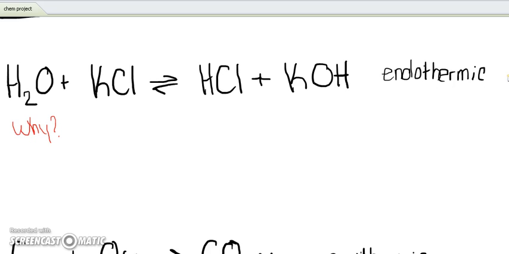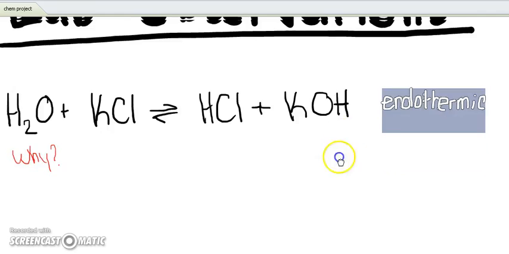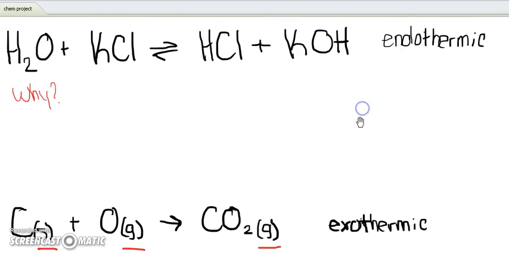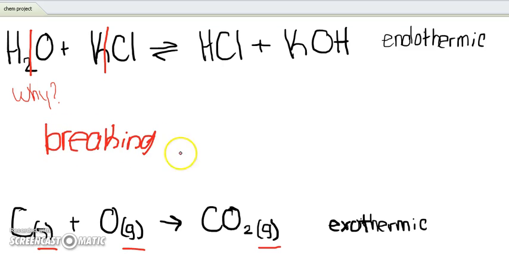Let's start with lab observations. Okay, so in this lab, we have H2O plus KCl yields HCl plus KOH. Now, this is going to be an endothermic reaction because we're breaking apart the H2O and we're breaking apart the KCl and then forming new bonds. So, breaking bonds is going to be endothermic.